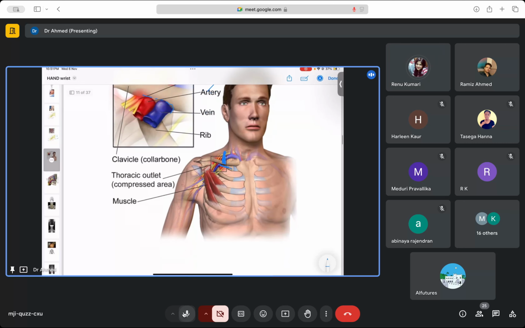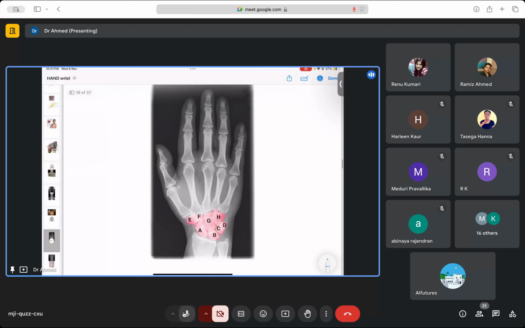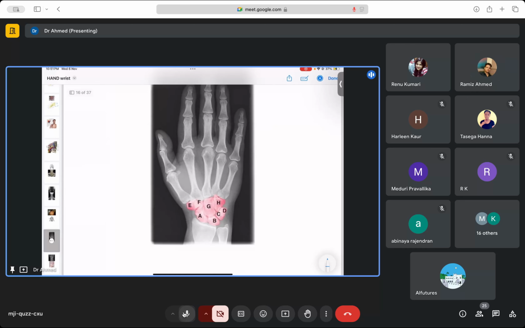Okay, perfect. So now let's discuss the wrist. You have different bones in the wrist, a total of eight bones.